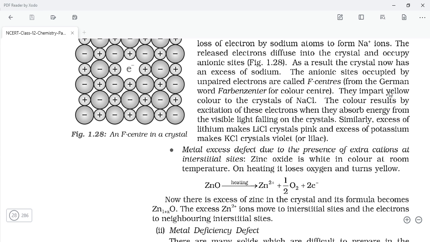Now there is an excess of zinc in the crystal, and its formula becomes Zn(1+x)O. The excess of Zn2+ ions move to the interstitial sites and the electrons to the neighboring interstitial sites.